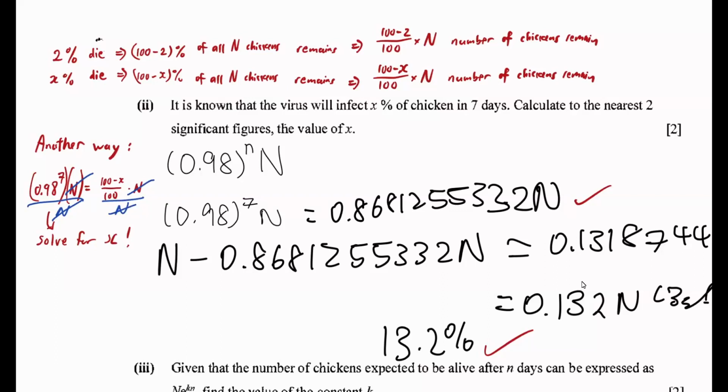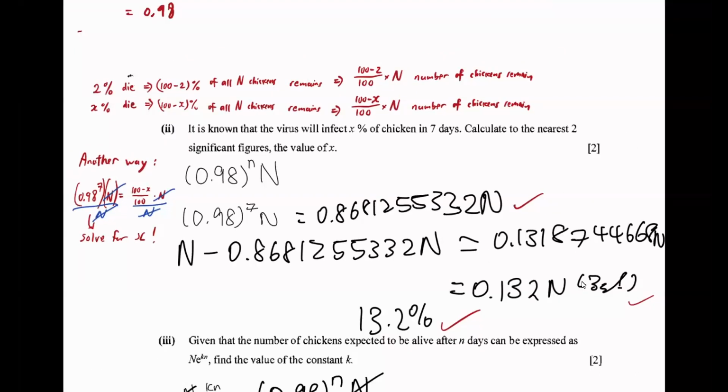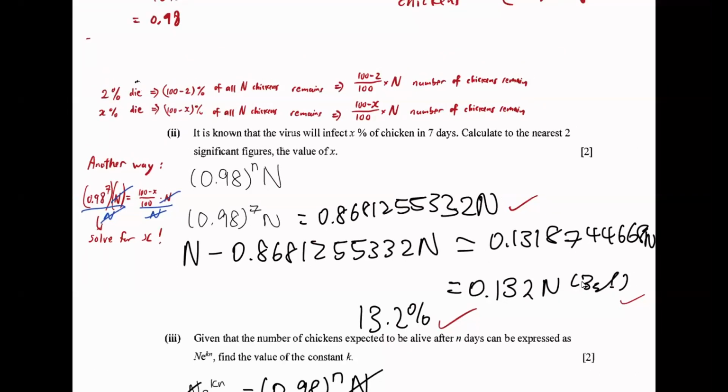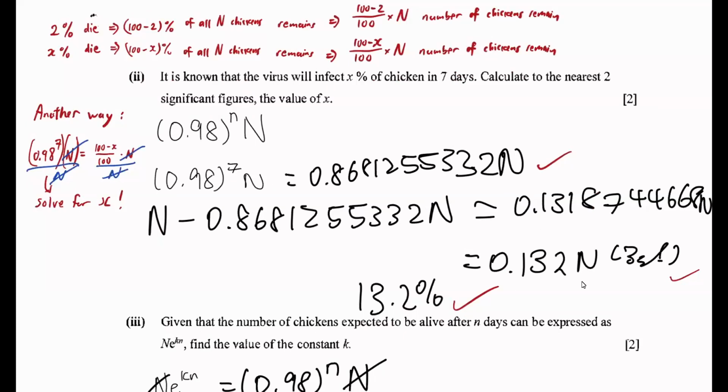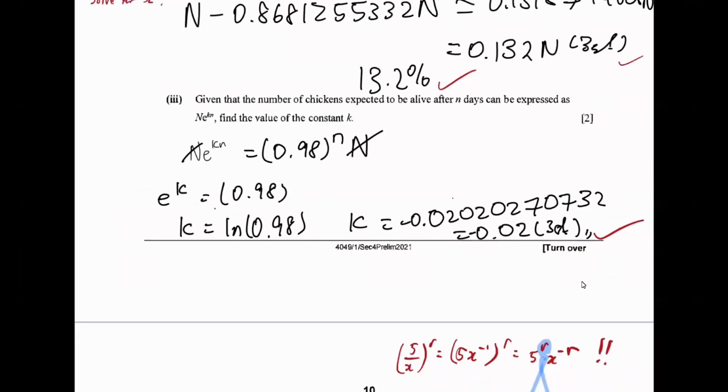But your idea is also okay. For part 3, part 3 is fine. Yeah, there's nothing to say. Just equate the formula to whatever they gave you. That's the equation, n times e power kn. Then from there, solve for k. You got it. Okay, next one, question 7, binomial expansion.